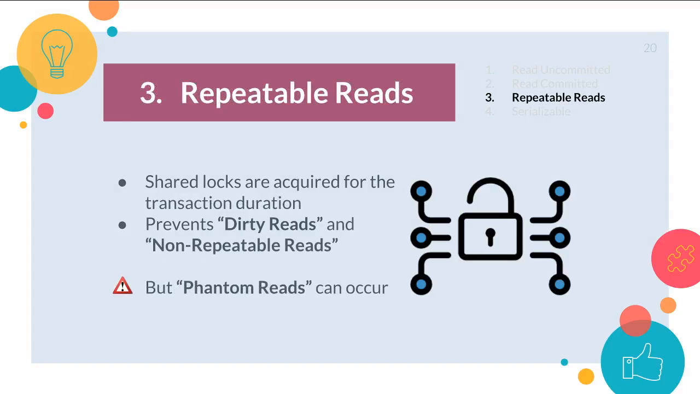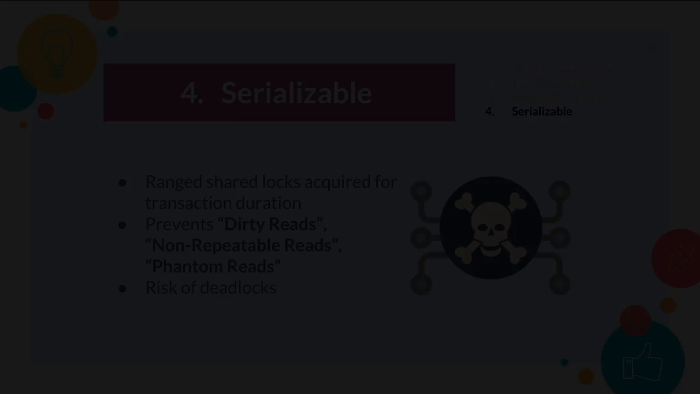Hi, I'm Desmond. So under repeatable reads isolation level, shared locks are acquired for the transaction duration. Dirty reads and non-repeatable reads are prevented, but phantom reads can still occur. So what are phantom reads? Phantom reads refers to during the course of a transaction, two identical queries are executed, and the collection of rows returned by the second query is different from the first.